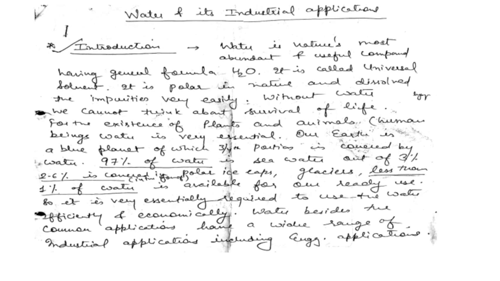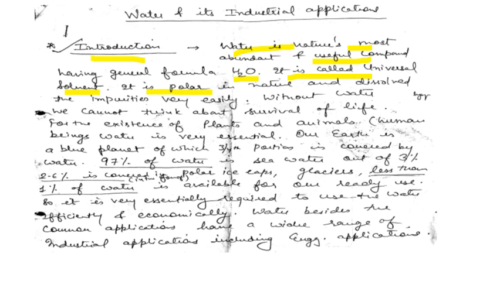So let's start our unit, water and its industrial application and treatment. First we go for understanding the introduction. As we all know about water, water is nature's most abundant and useful compound, having the general formula H2O. Without it, the survival of living things, including us, cannot be possible. It is called the universal solvent because water can dissolve impurities very easily.